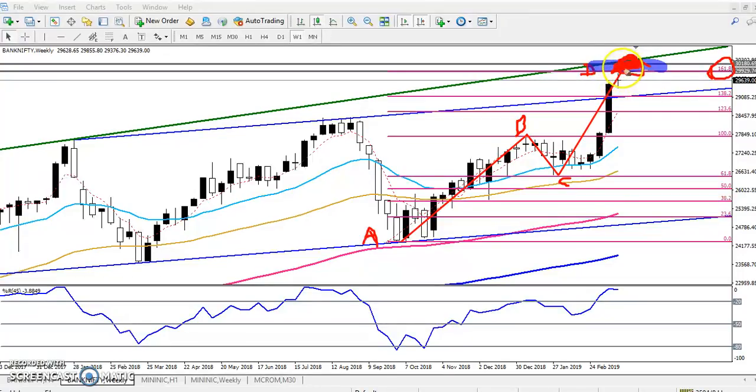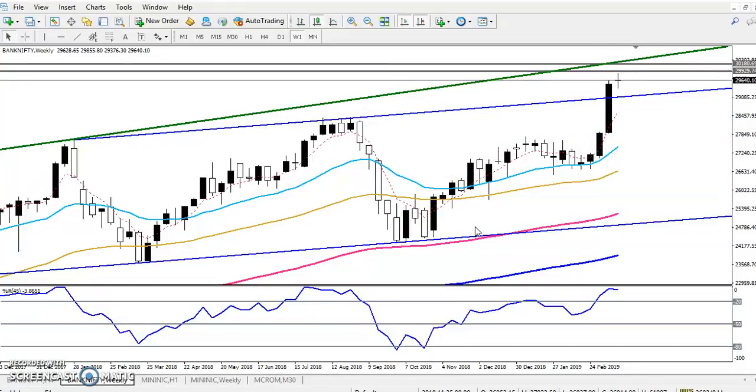If price enters this buffer zone and closes, there is a high probability the market will reverse again toward this moving average, right? Have you seen this moving average? Moving average 20 is supporting, so there is a high probability of a bounce or retrace toward the 20 moving average. This is a weekly chart.